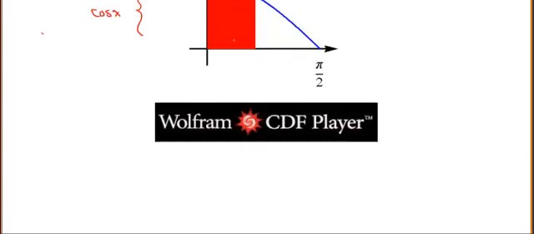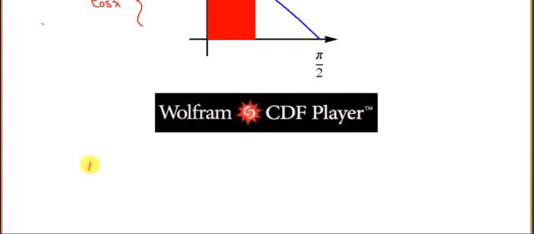So the area of the rectangle is a function of x. It's x, the width, times cosine of x, the height. And notice x goes from 0 to pi over 2, so we want to maximize on the closed interval from 0 to pi over 2.